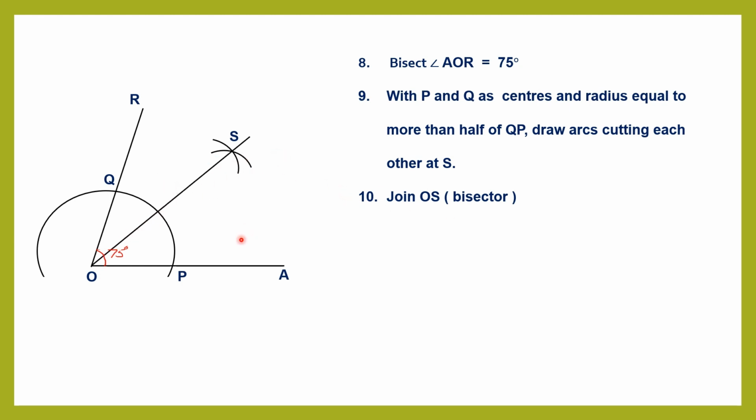It has divided this into two equal halves. So now each half will be how much? Each half will be 37.5. That is half of 75. So this half will be 37.5 and this half also will be 37.5 degrees. Okay, so this is how we have bisected 75 degrees. So first construct 75 degrees and then bisect it. So we have bisected and both are 37.5 degrees each.